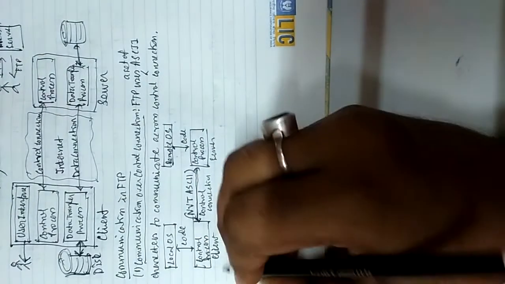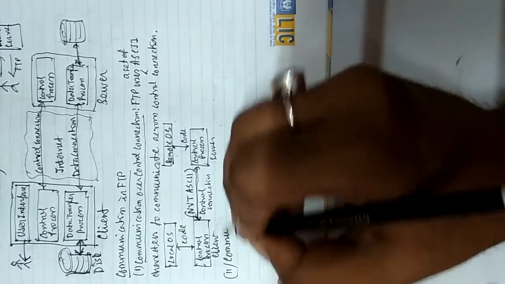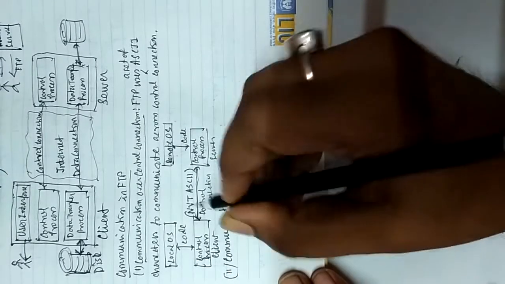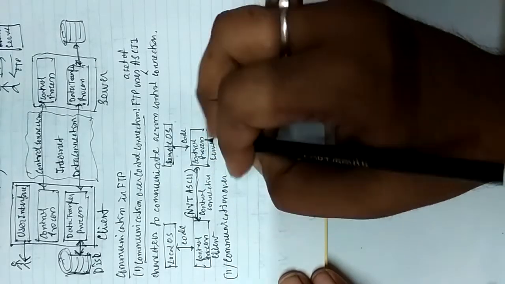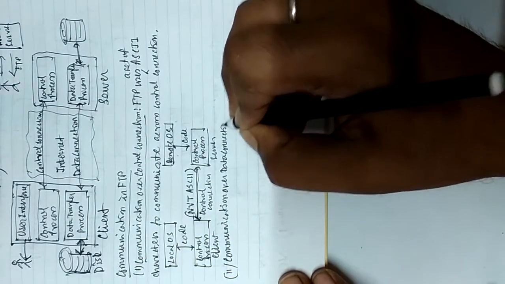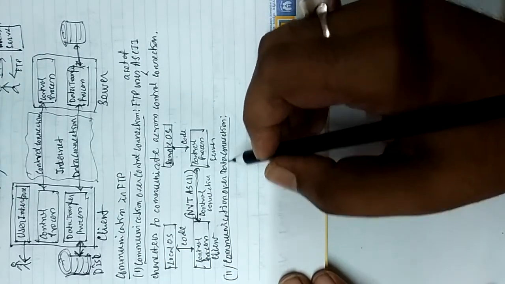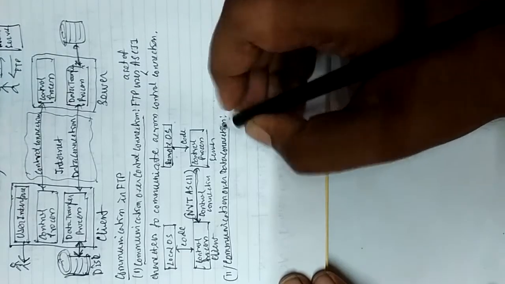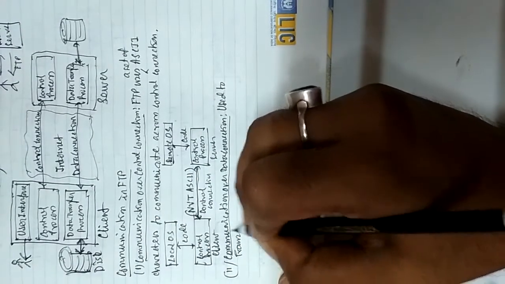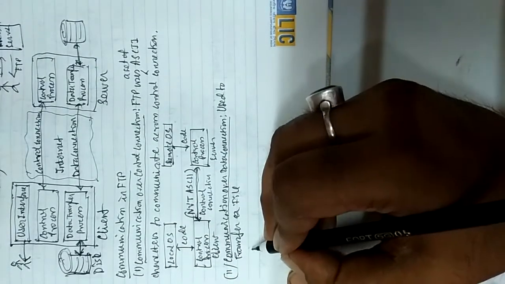The second one is communication over data connection. What is this used for? It is used to transfer a file. Pictorially you can represent it this way.